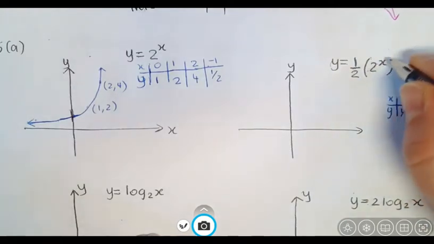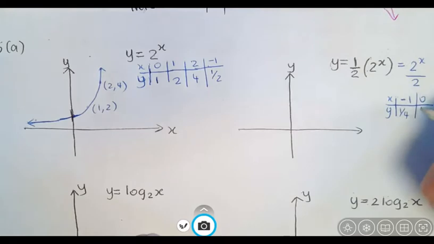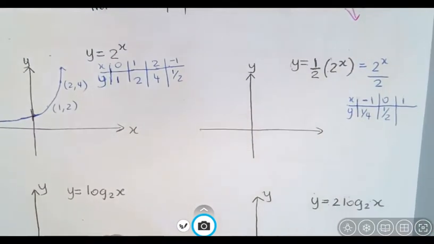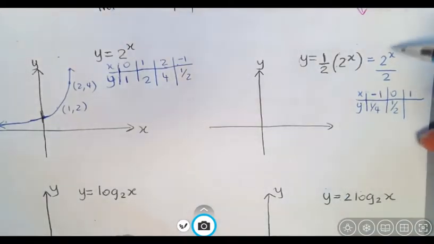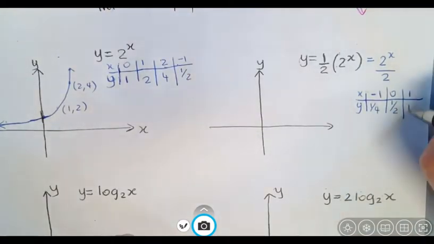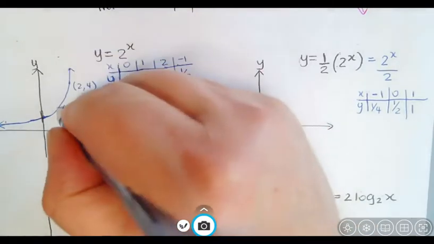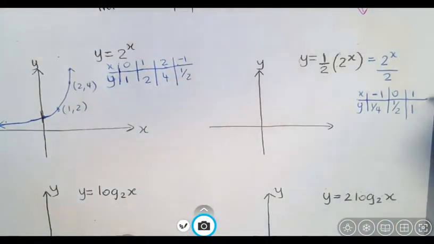When x is 0, 2 to the power of 0 is 1. 1 times 1/2 is 1/2. When x is 1, 2 to the power of 1 is 2. 2 divided by 2 is 1. So before we had the point (1, 2), now we've got the point (1, 1).